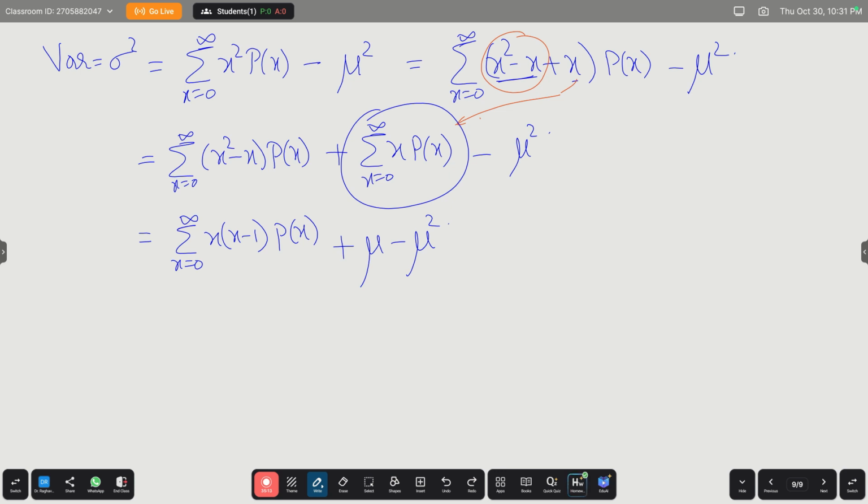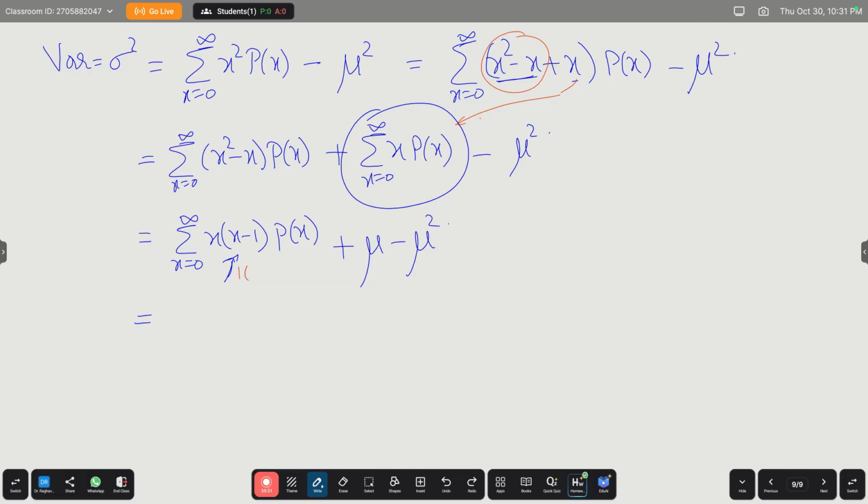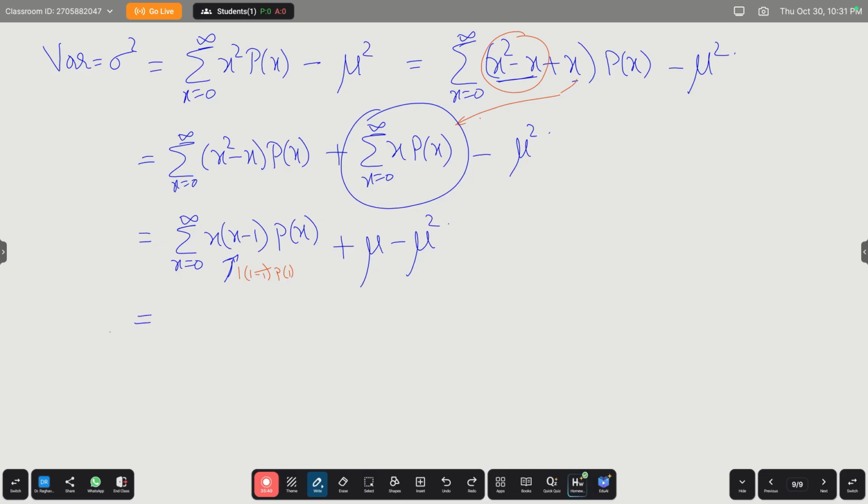So once we arrived at this step, I'll start expansion. So I'll give the values for x one by one. First value for x is 0, so this term is going to be 0. Second value for x is 1. When you put 1 also, this is going to be 0, because 1 into 1 minus 1 into p of 1. So this 1 minus 1 is going to be 0. So it starts only when x becomes 2.